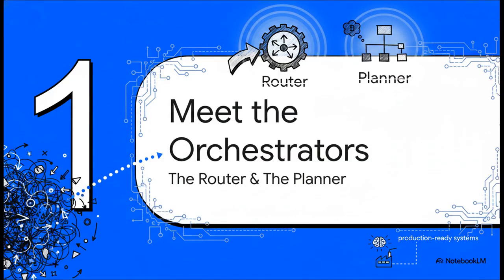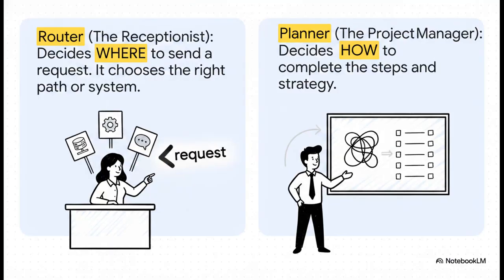Well, to bring some much-needed order to that chaos, we're going to introduce two really important components that act as orchestrators for our AI. Meet the router and the planner. Honestly, these are the secret ingredients to building a truly robust system. And probably the easiest way to think about these two is with a pretty simple analogy. Imagine the router is like the receptionist at a big company. They don't do the actual work, right? But they know exactly which department, or in our case, which tool, to send your request to.